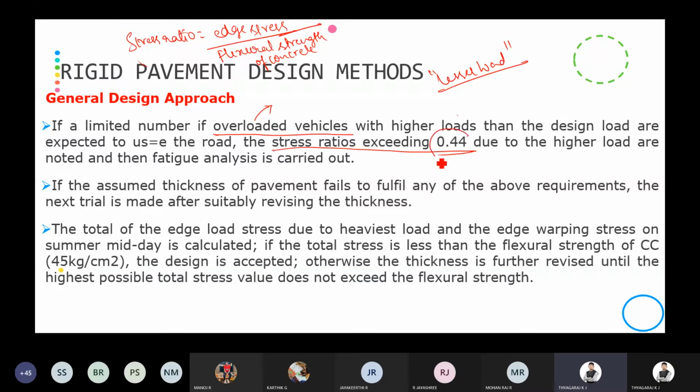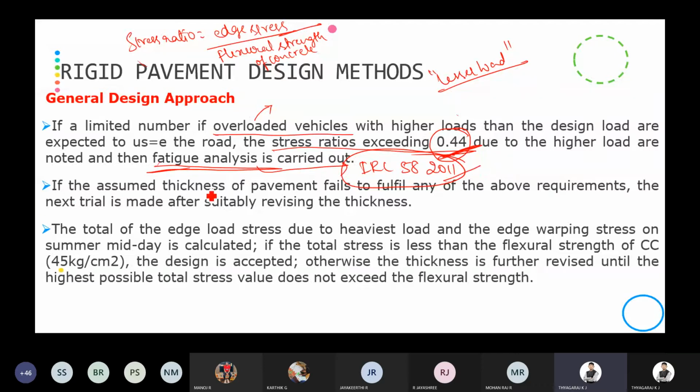If the stress ratio exceeds 0.44 because of the higher load, we have to carry out fatigue analysis. This part is included in IRC 58 2011. The fatigue analysis of the wheel load stresses or the axle load survey will be conducted only if the stress ratio exceeds 0.44. So if edge stress to flexural strength of concrete exceeds 0.44, only then do we go for this fatigue analysis as per IRC 58 2011.